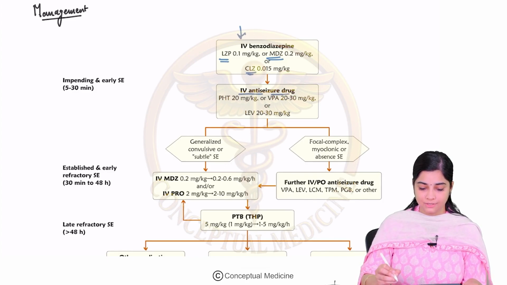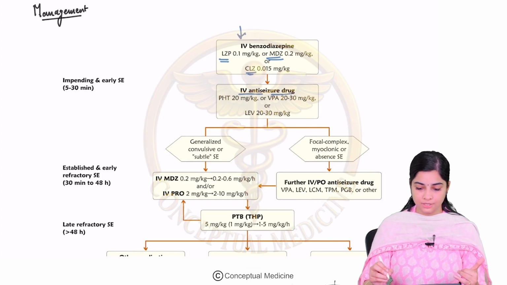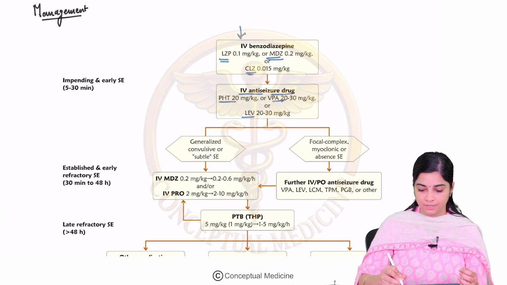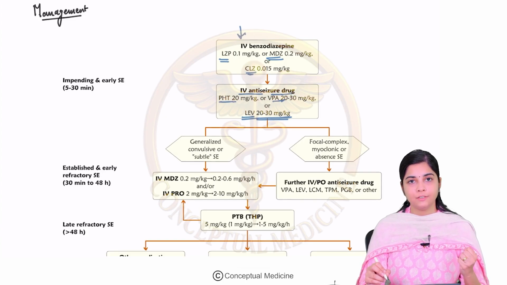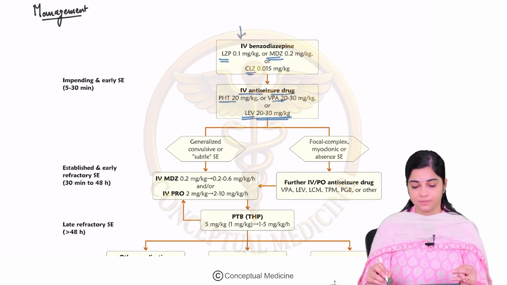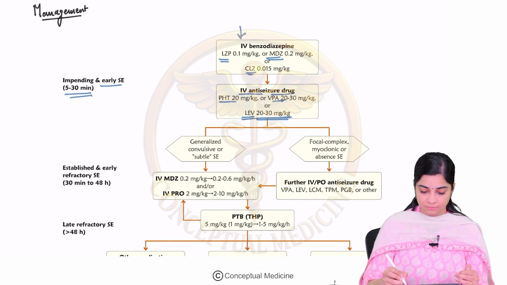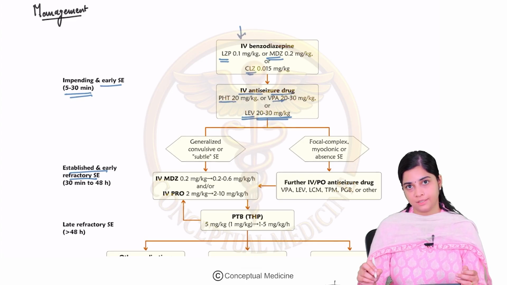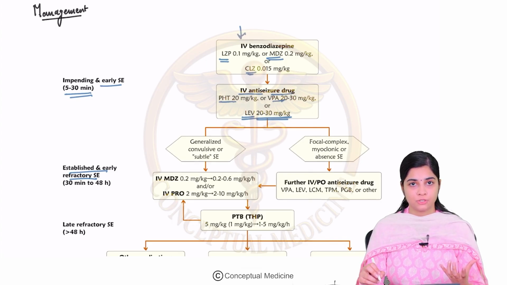Then, along with your lorazepam, you may have to give an IV anti-seizure medication, which can be phenytoin, valproate or levetiracetam, given at a dose of 20 to 30 mg per kg, right? So you give benzodiazepines, which is your lorazepam, and next you move on to anti-seizure medications, which include phenytoin, valproate or levetiracetam. If there is no improvement with this in your early status epilepticus, 5 to 30 minutes, then you will have to move into your established early refractory status epilepticus.